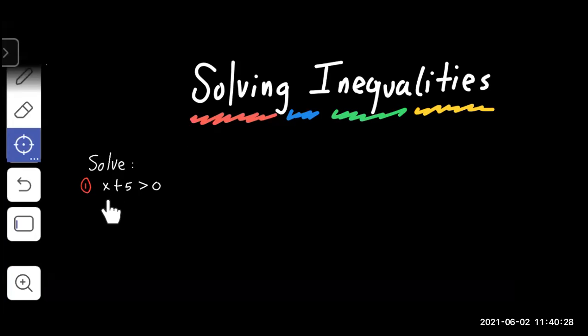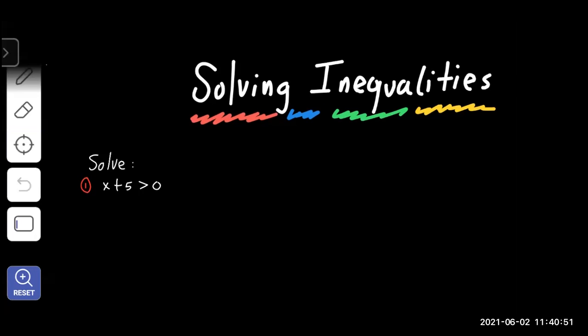We are asked to solve. What is solving an inequality or equation? It is finding the value or values that are going to make this inequality, in this case, true. How can I differentiate the inequalities from the equations? Because they have symbols like greater than, less than, greater than or equal to, less than or equal to. That is the difference between an inequality and an equation. How do we solve it?